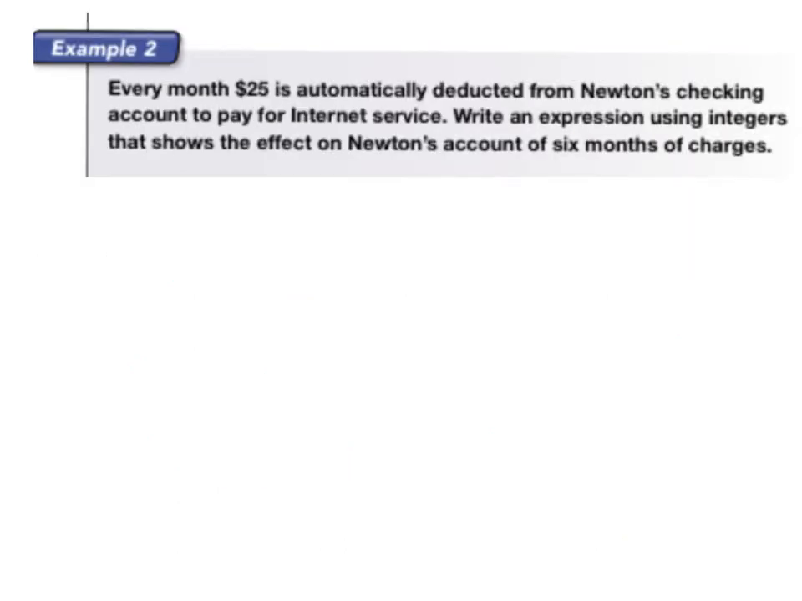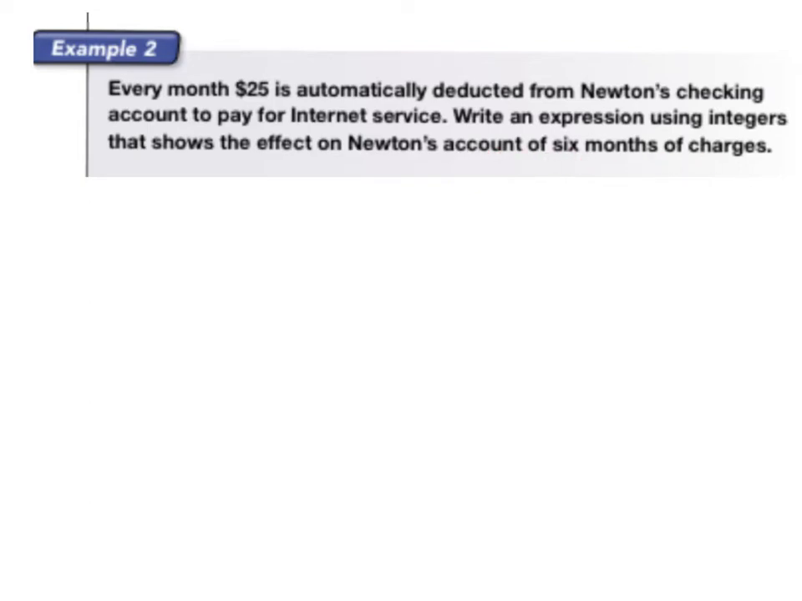Example 2, we have a word problem. Don't be afraid of word problems, they're easy. All right, it says every month $25 is automatically deducted. Deducted means that it's taken out of Newton's checking account to pay for internet service. Write an expression using integers that shows the effect on Newton's account of 6 months of charges.